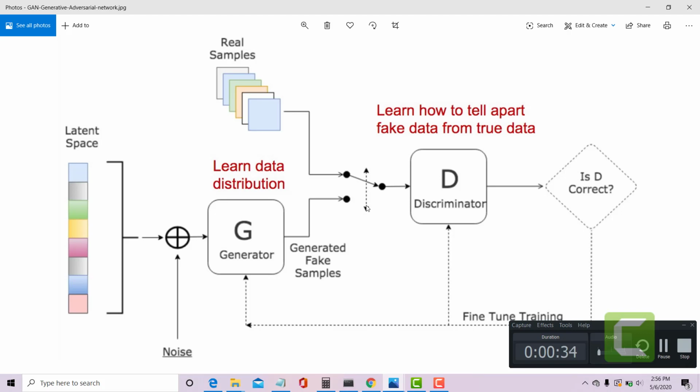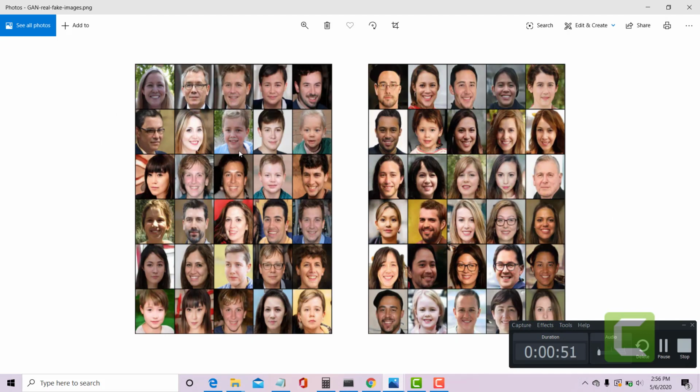So this is called GAN. GAN is Generative Adversarial Network. So what does the GAN do? GAN takes the real images, thousands of real images, and produces fake images that you can't distinguish between the real and the fake images. Let me show you some example of GAN.